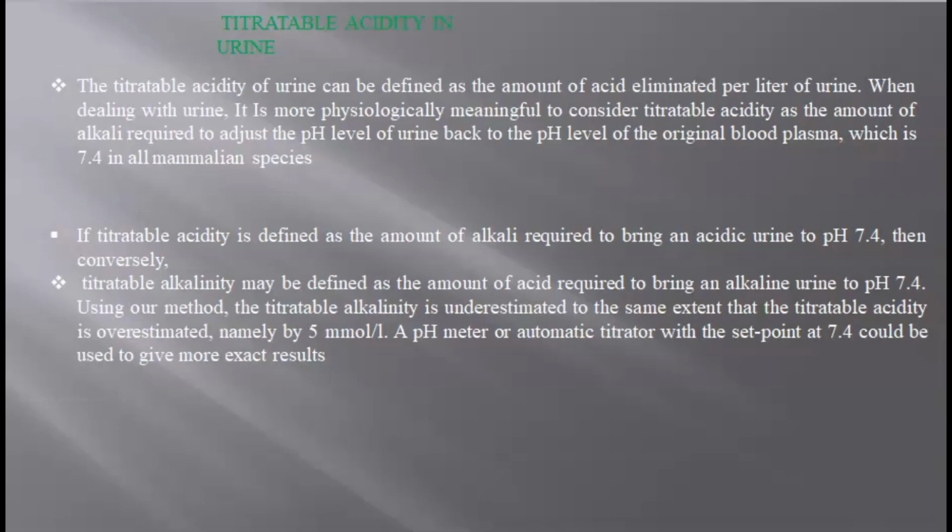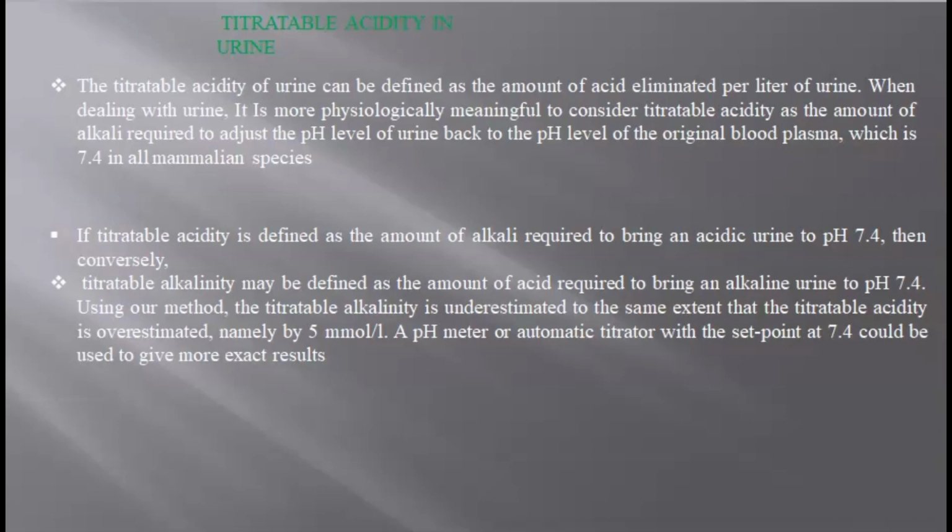The topic before us is titratable acidity in urine. I will say, as a point of introduction, that titratable acidity of urine can be defined as the amount of acid eliminated per liter of urine. So, if an individual can pass out urine up to 1 liter, and you check the amount of acid present in that urine, that is the amount eliminated per 1 liter of urine from the particular patient.